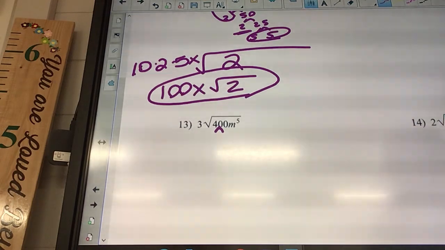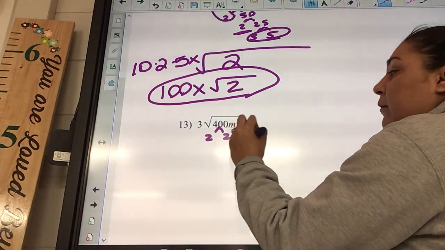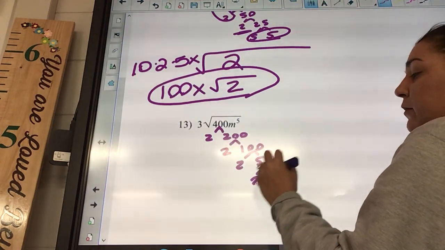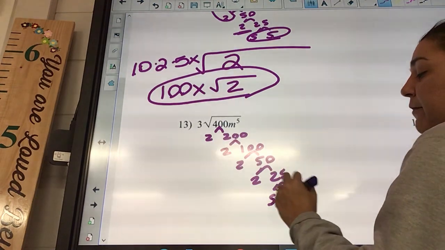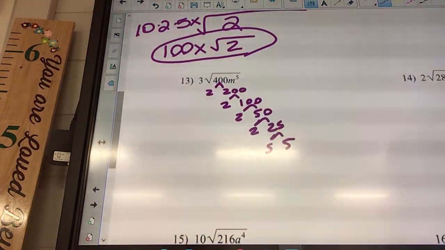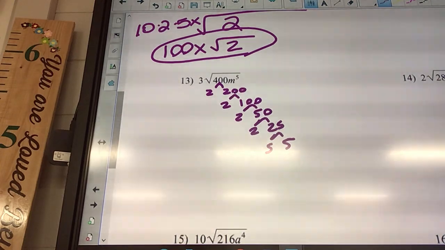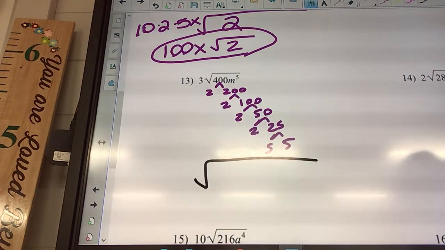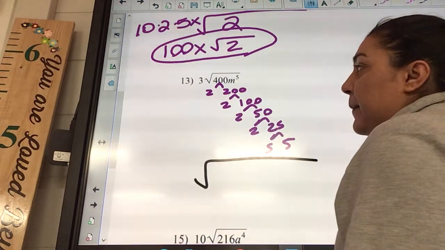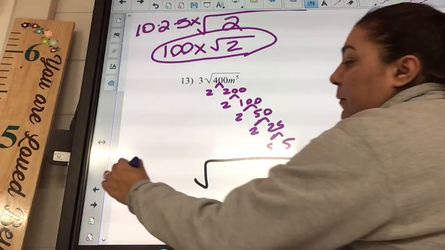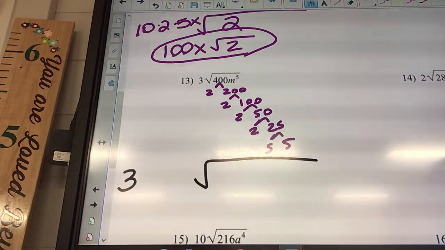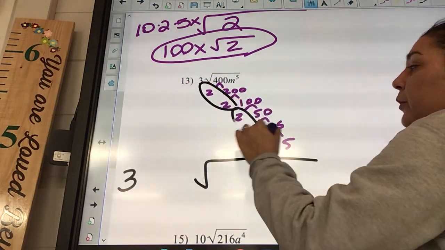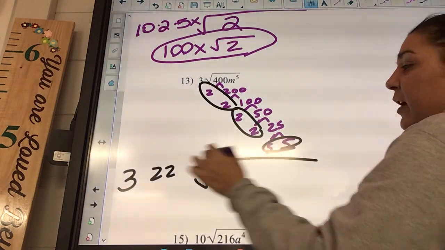Okay, 13, I'm going to have 2 and 200, 2 and 100, 2 and 50, 2 and 25, 5 and 5. And I'm going to draw my radical, and the very first thing I need to put down is what? 3. Of my groups, who can go? All of them. So I got 2 groups of 2s and a group of 5s.